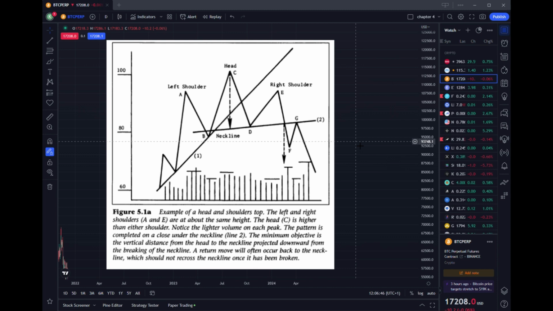If you go over the volume, you will see that on the first shoulder there's the highest amount of volume.